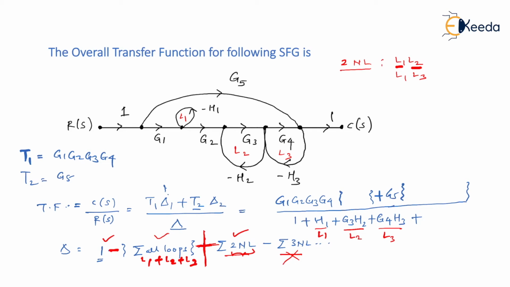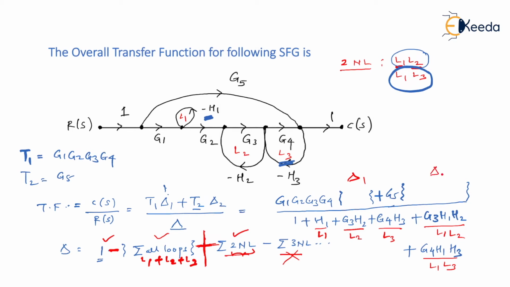When you take a product of L1, L2, the product will be G3 times H1, H2, plus L1, L3. So take a product of L1, L3 now. L1 is minus H1 and L3 is minus G4, H3. Taking the product, it is going to become positive, which is G4, H1, H3. Am I right? So let me remind you, this is your L1, L2. This is going to be a part of L1, L3. Then you better know that what we have over here is delta 1 and delta 2.